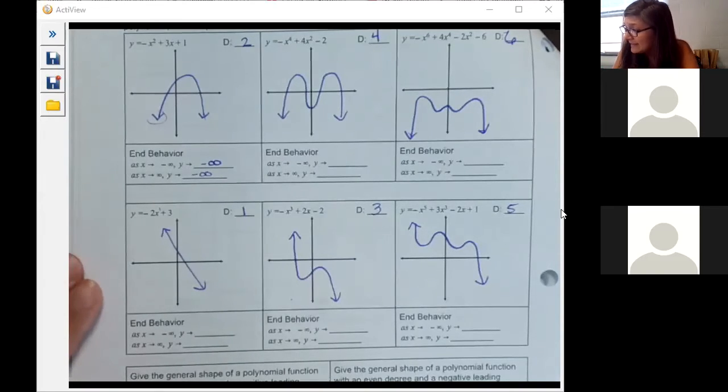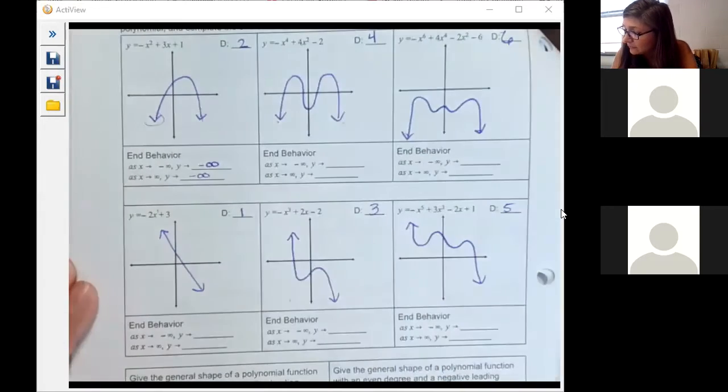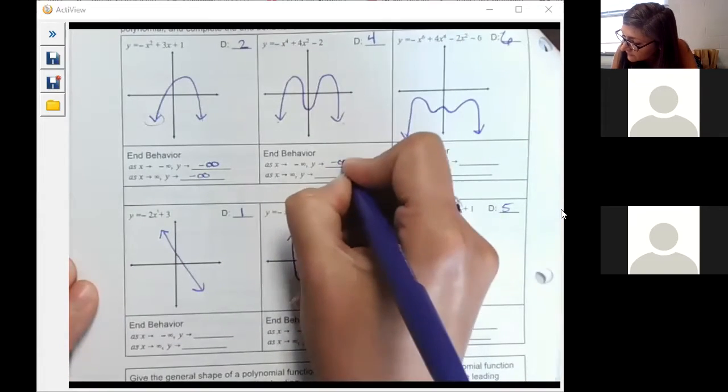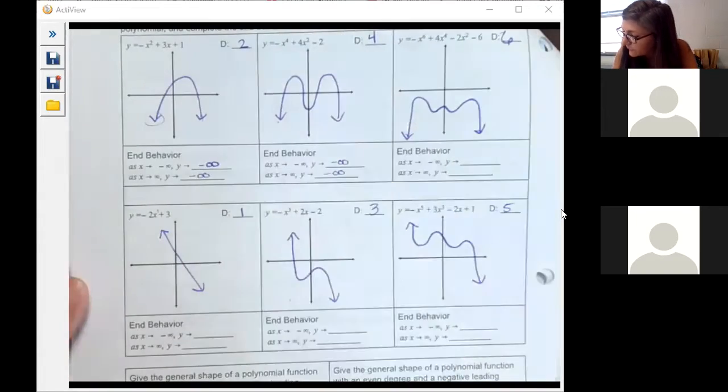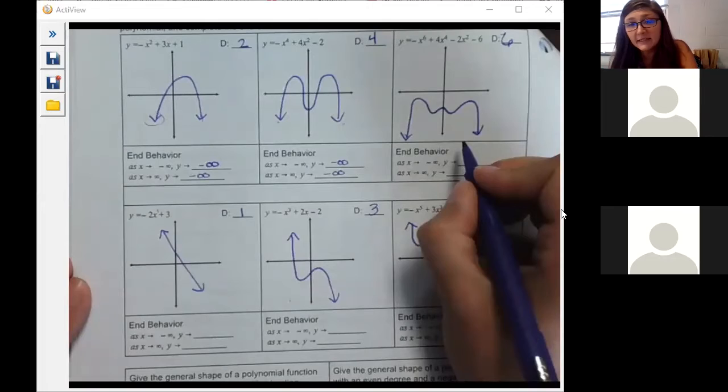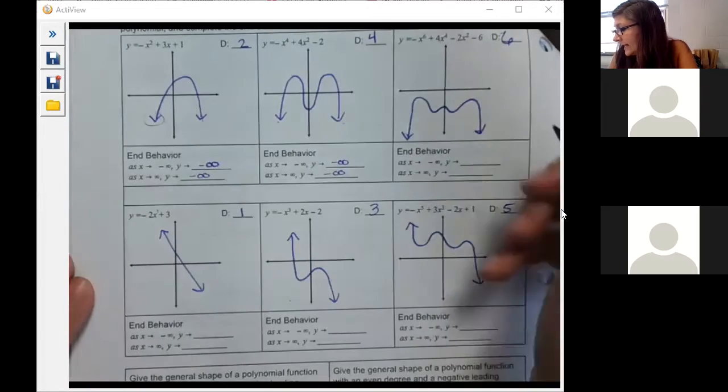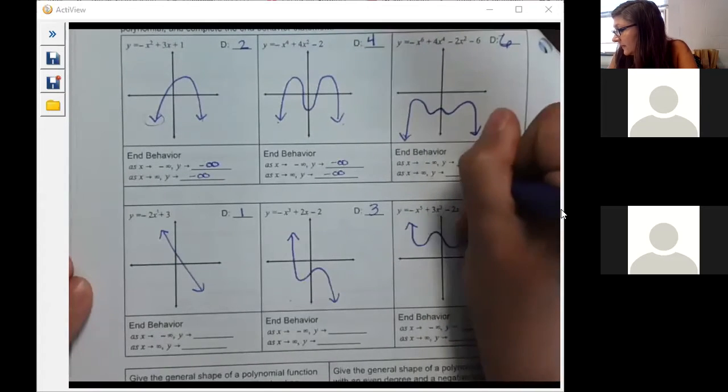Okay, this next guy, both ends are pointing down. So that means y is approaching negative infinity on each end. Over here, our last one on the top, both ends again pointing down, so y is going to approach negative infinity.